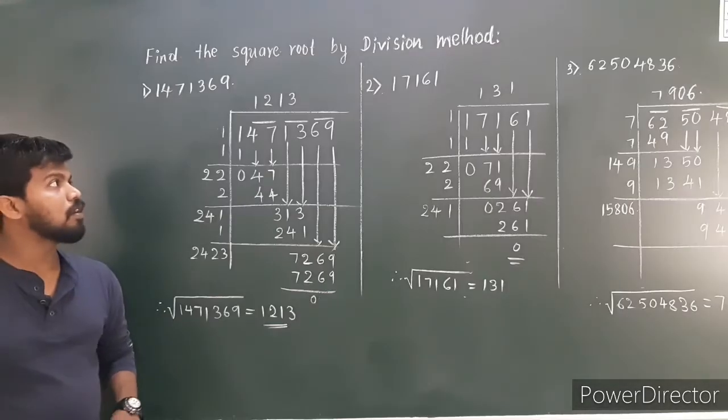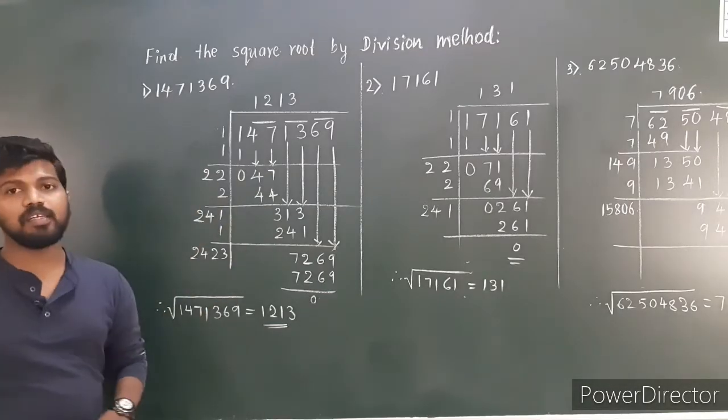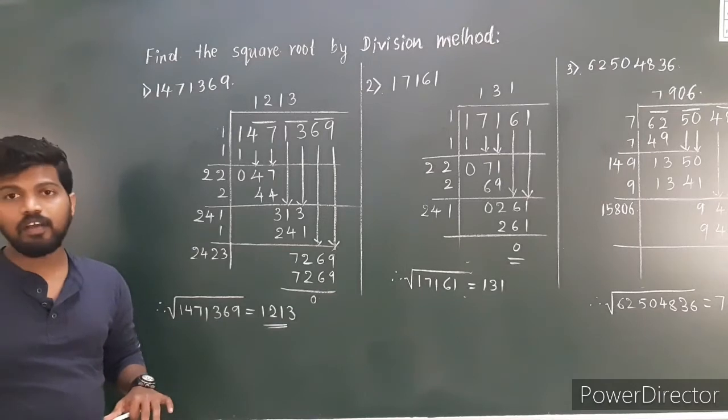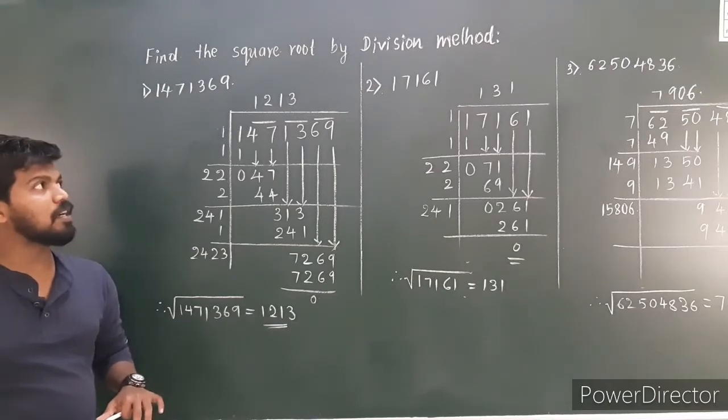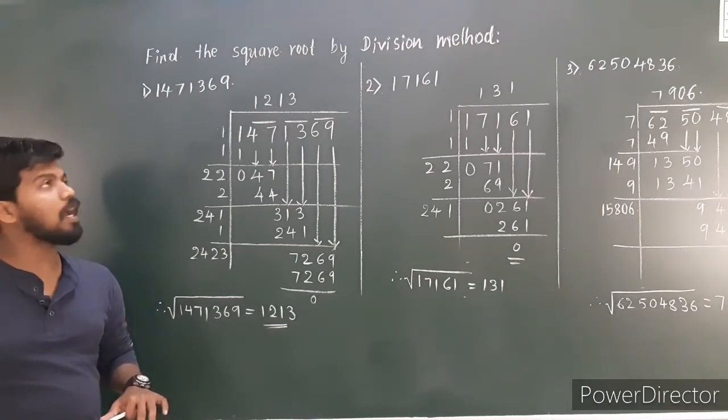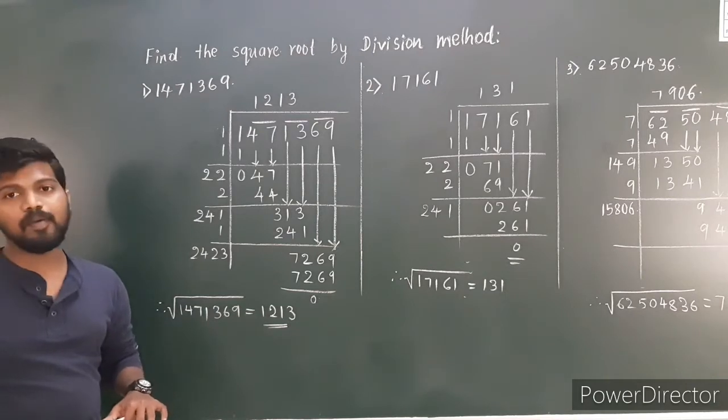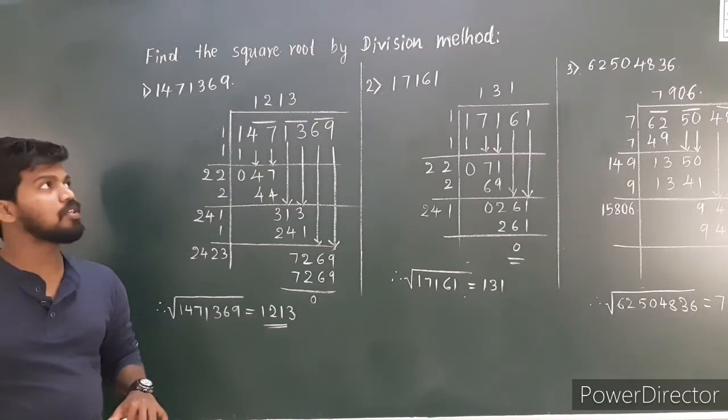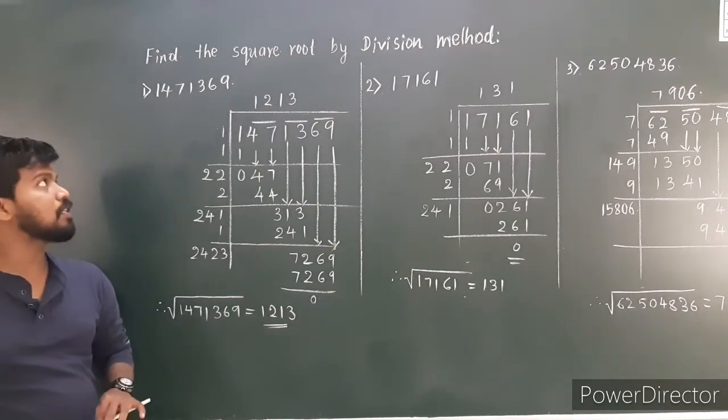Finding the square root of any number by the division method. So we have to find the square root of a number by the division method. In the last class we discussed finding the square root by the prime factorization method. Now we are discussing the division method.